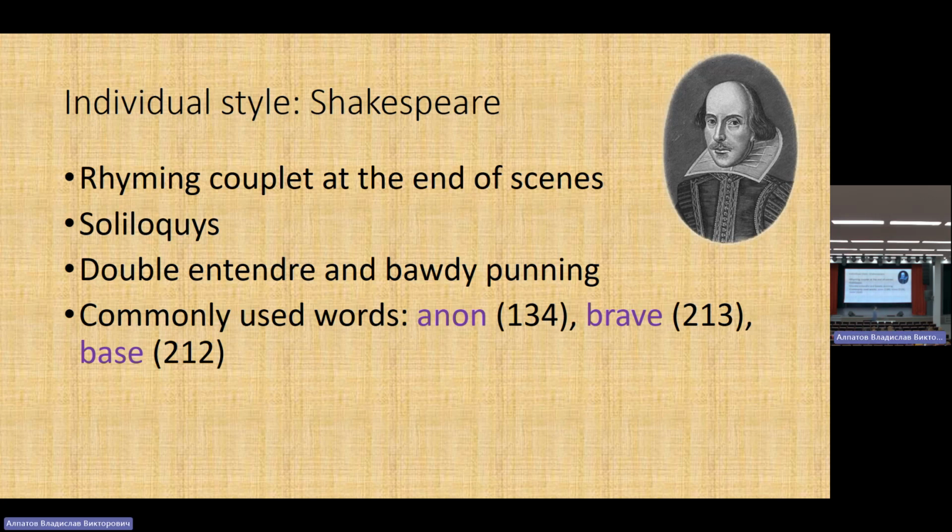Commonly used words include anon, сразу же, и тут же. He liked this word. Brave. So the numbers in the brackets show how many times he used them all in all, I think. And base, oddly. So he liked these words. He uses them often.